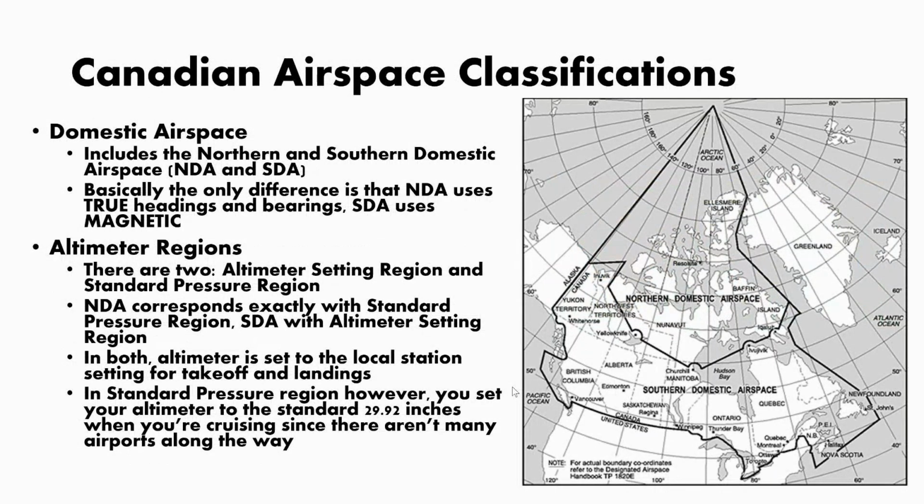These airspaces are called northern domestic airspace and southern domestic airspace, but they're also called altimeter setting region and standard pressure region. Basically they correspond exactly with each other. Standard pressure region is northern domestic airspace, and southern domestic airspace is altimeter setting region. So when you're in the southern domestic airspace, what they want you to do is set your altimeter to whatever the altimeter setting is for wherever you're flying over.